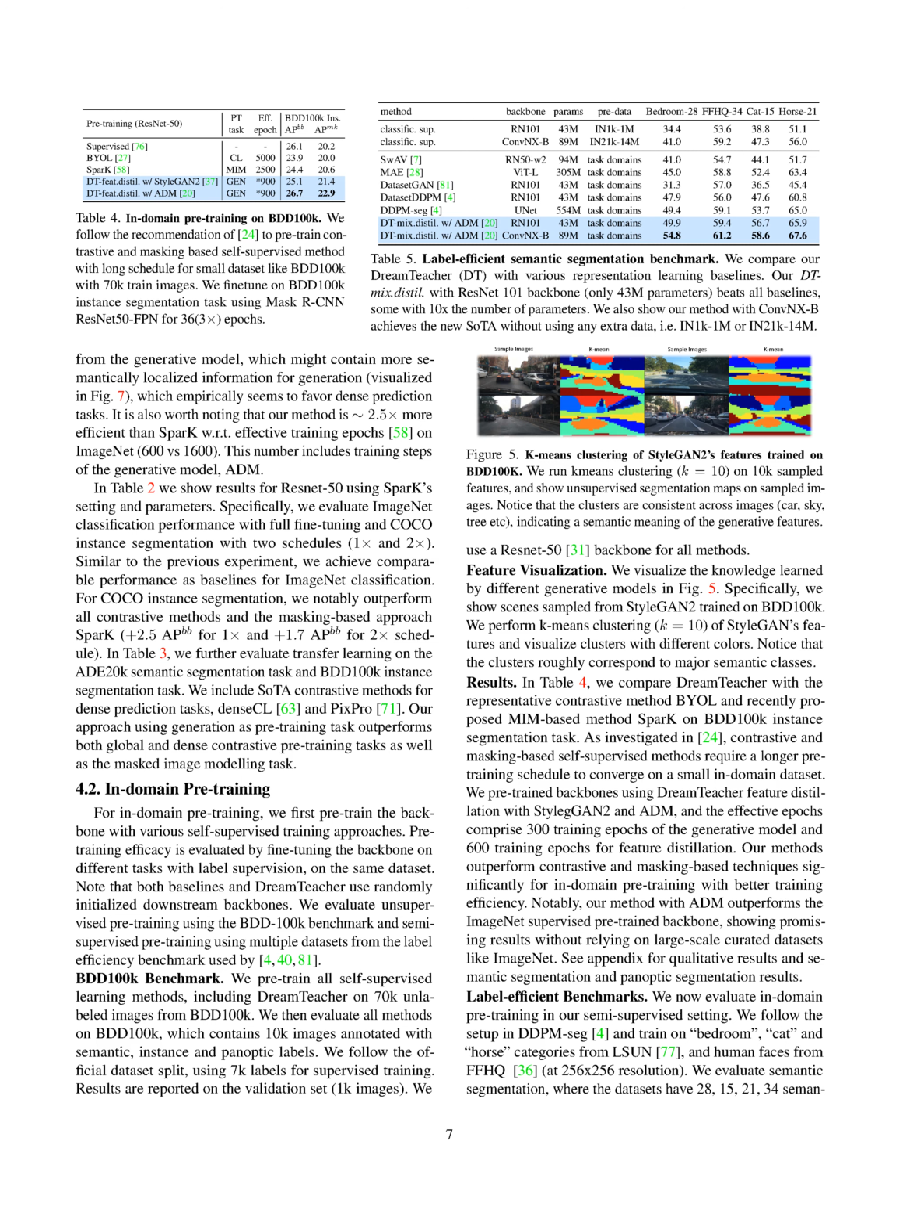For all methods, we use a ResNet50 model. We also visualize the knowledge learned by different generative models. Specifically, we show scenes sampled from StyleGAN2 trained on BDD100K. We perform K-means clustering of StyleGAN's features and visualize clusters with different colors. The clusters roughly correspond to major semantic classes.